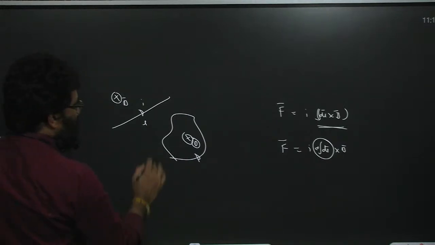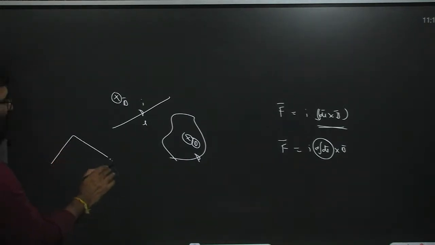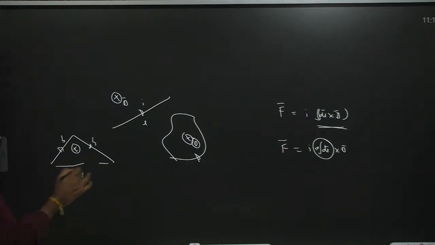Now you tell me, when the wire is kept like this, with length L, and the magnetic field into the plane, what is the force acting on this wire? The magnetic field is given into the plane and the current is I. The current is flowing in a V shape. This length is B, this length is H, and the distance between the two end points is L. How much force will you experience on this one?